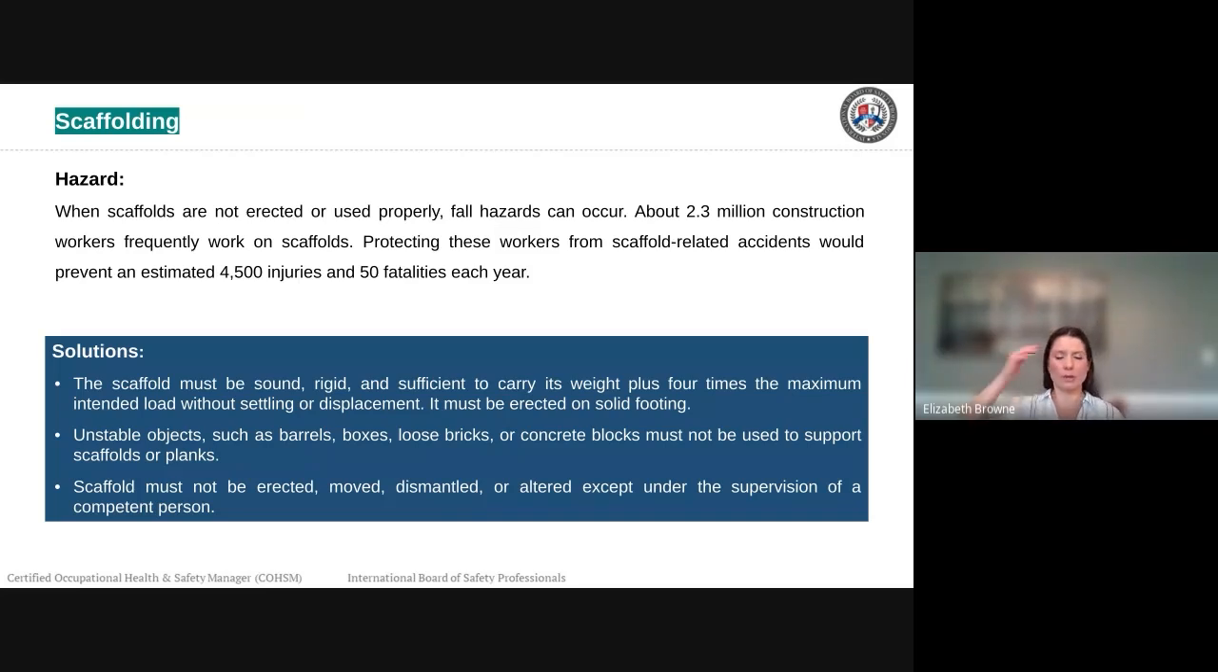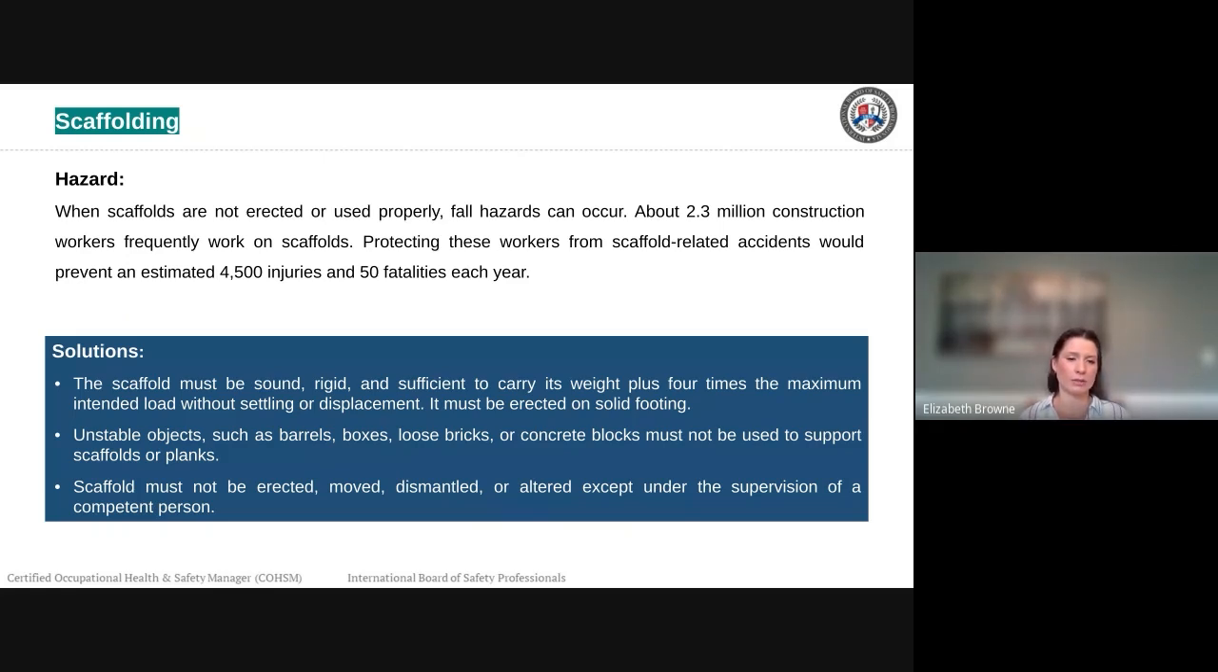So let's address each of these. So scaffolding. The hazard exists with scaffolds when they're not erected or used properly. Obviously the biggest accident that would occur with this would be fall hazards. But objects can fall off scaffolds if they're not erected correctly, and so people below can also be injured. So we need to make sure we're protecting workers from scaffold-related accidents. Doing so is estimated to prevent 4,500 injuries and 50 fatalities each year.